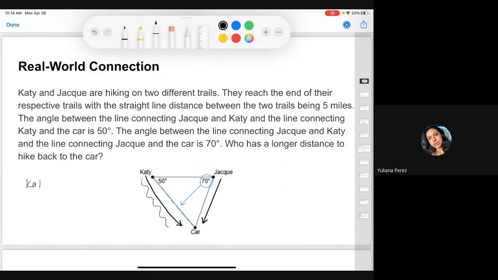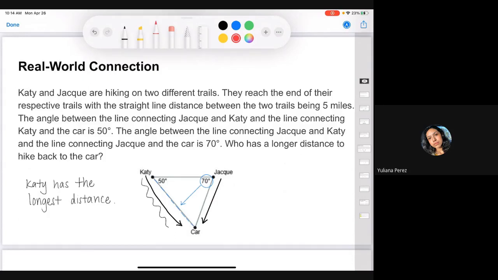So therefore, Katie has the longest distance. Again, why is this? It's because that side that Katie is walking on is opposite the largest angle, and so therefore it would be the longest side. Okay? In reference to the angle formed, the 50 would be smaller than 70. And so Jack would walk a shorter distance than Katie. That's kind of what we're getting at here.